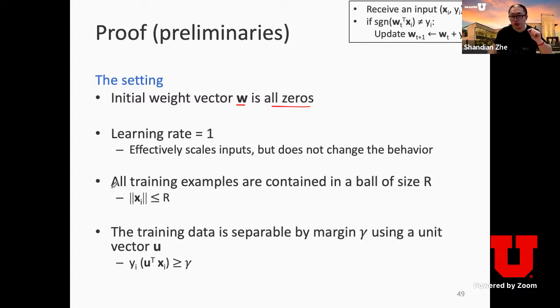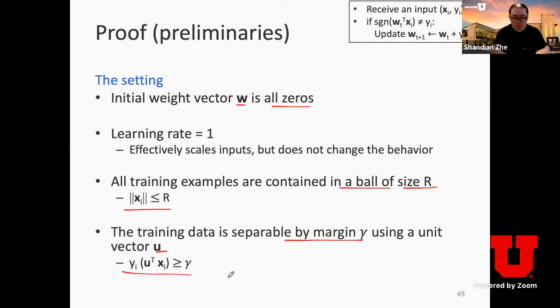And then the two most important preconditions. First, all the training examples are contained in a finite ball of size R, namely their Euclidean norms are less than or equal to R. And secondly, the training data is separable by some margin gamma using a unit vector U. Mathematically, it is expressed as this inequality for all the training examples xi, yi: yi U transpose xi is no less than gamma.